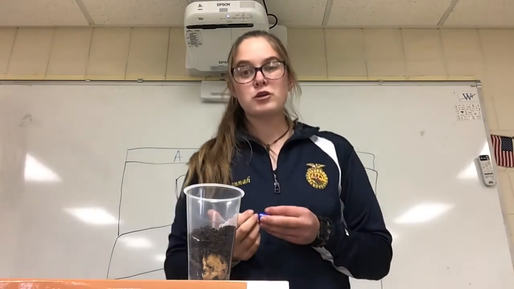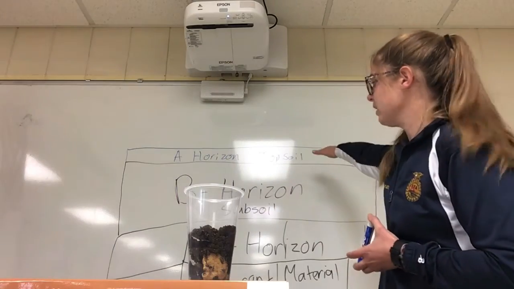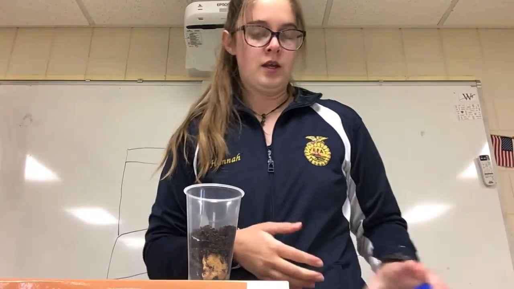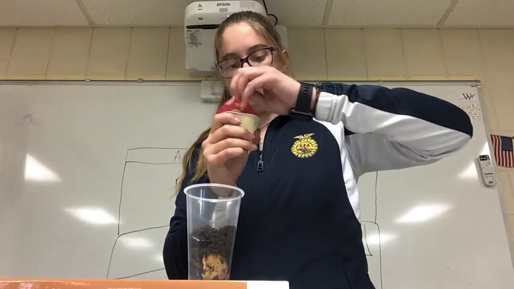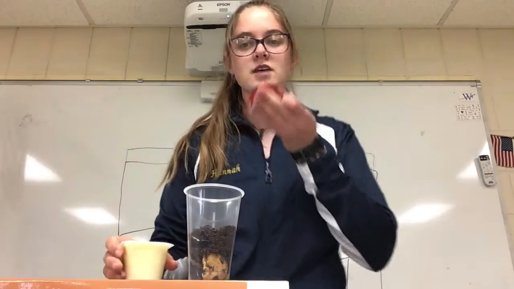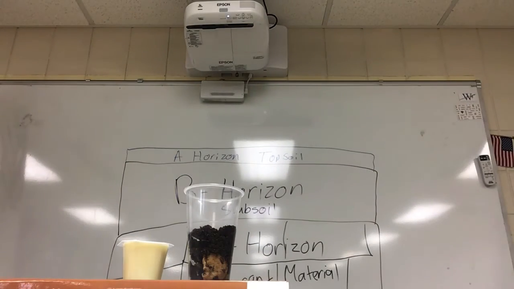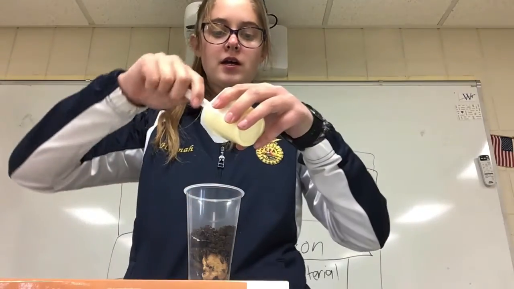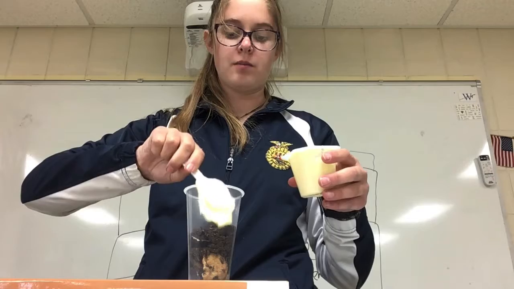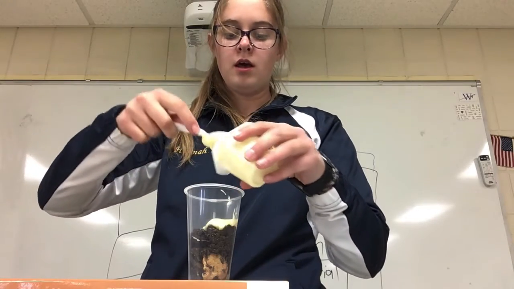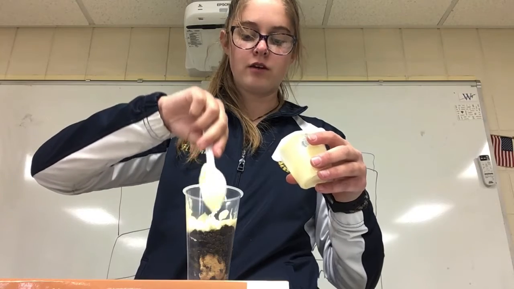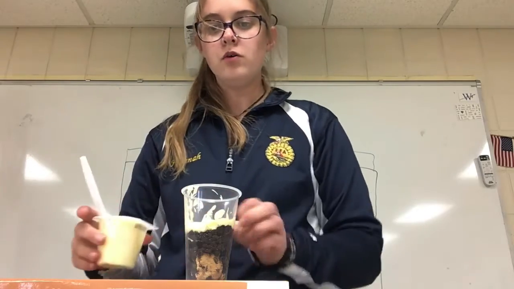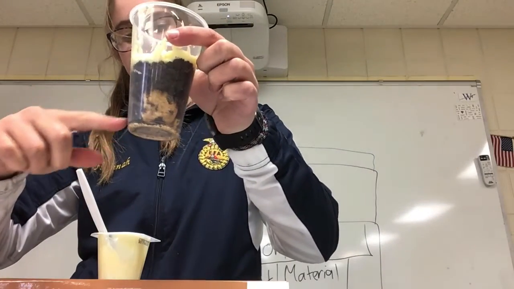So our A horizon is sometimes called topsoil because it's on top. So you've got A horizon or topsoil, B horizon or subsoil, and C horizon or parent material. So for our A horizon, pudding. We're going to use pudding. And because there's not a lot of A horizon, I'm not going to put the whole thing in. I'm just going to put in enough to cover the top. Just a little bit.